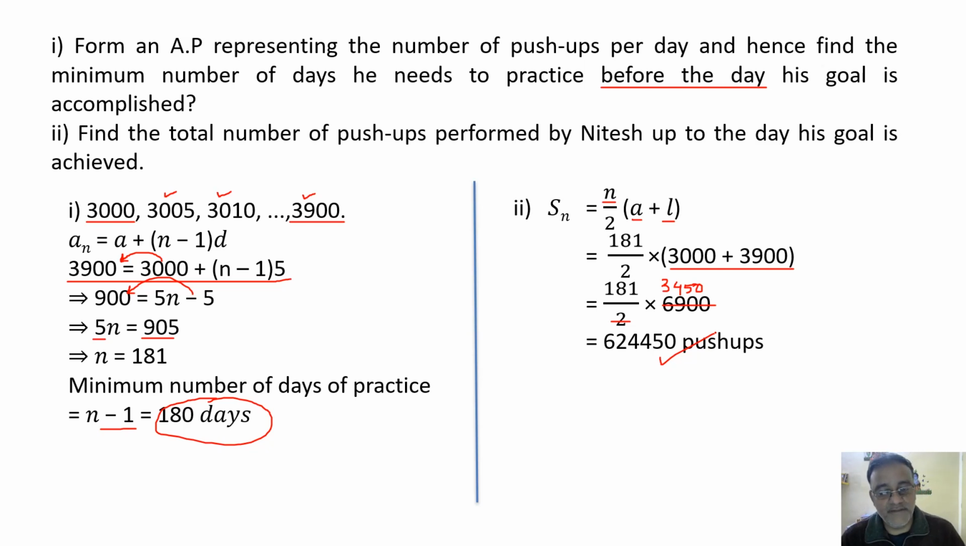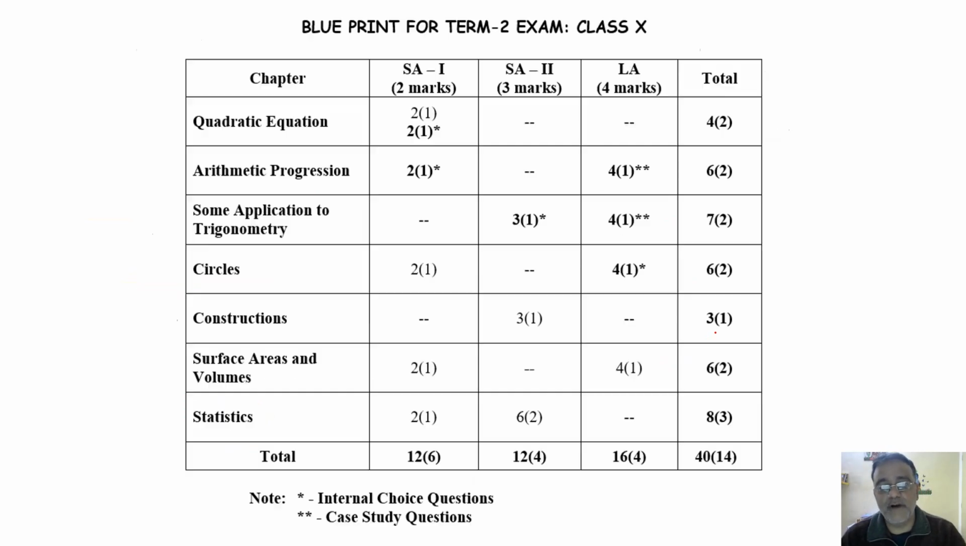Now we are going to look up in the blueprint, right? So quadratic equation में केवल 2 ही क्वेश्चन है, right? और एक में चॉइस है. So total 4 marks क्वेश्चन है. और अरिथमेटिक प्रोग्रेशन में एक ही क्वेश्चन था 2 मार्क्स में विथ इंटरनल चॉइस एंड 1 केस स्टडी क्वेश्चन. सो टोटल 6. सो ये दोनों मिला के अलजेब्रा यूनिट है 10 मार्क्स का.